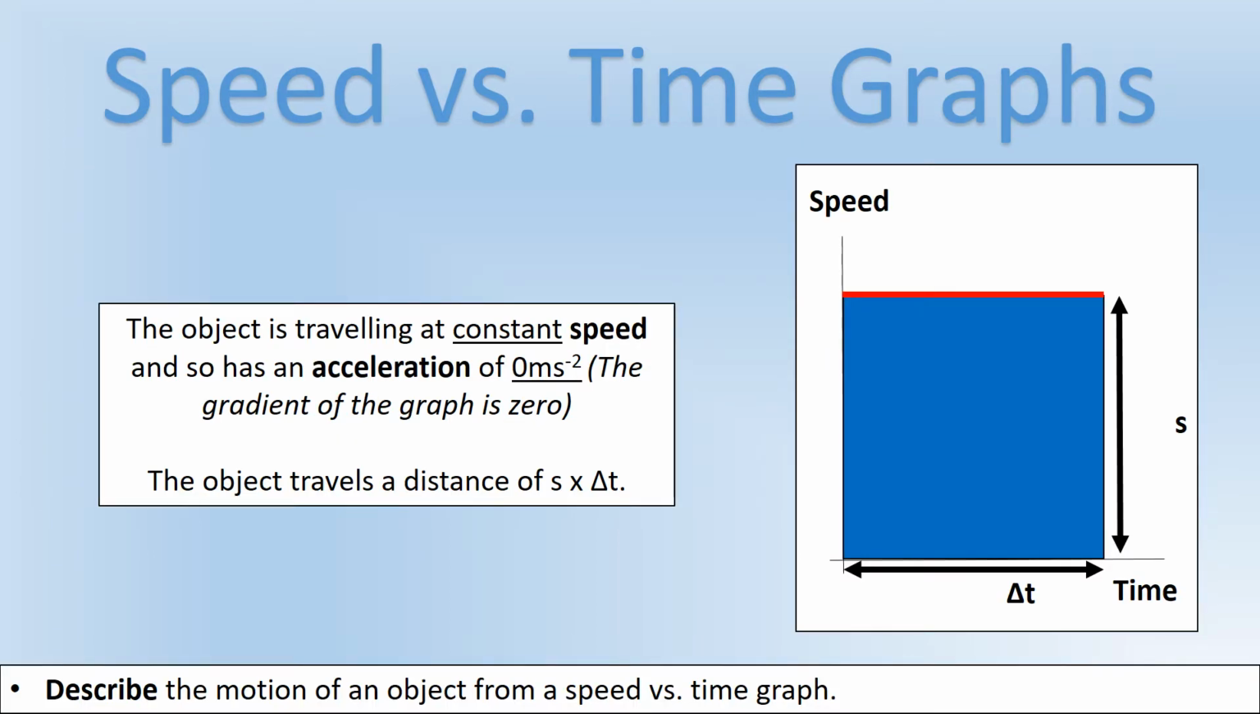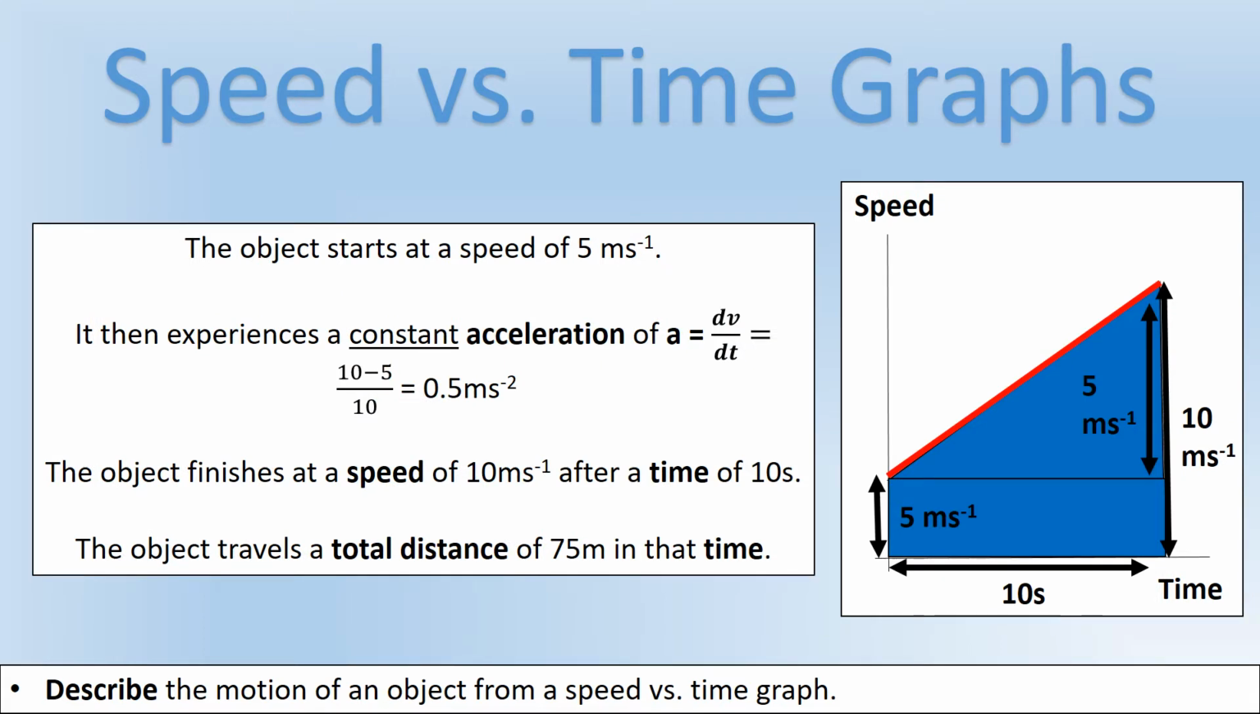So this is the first graph we looked at, and the graph is the red line. You can see that speed stays the same the whole time. So we would describe that as saying the object is traveling at constant speed. And if speed stays the same, that means acceleration is 0, because the change in speed is 0 over the time. And that means the gradient of the graph is 0, which is why it's a horizontal line. And we know this object is going to travel a total distance of the speed times the time, depending on what those values are. So that would describe the motion of the object from the graph there.